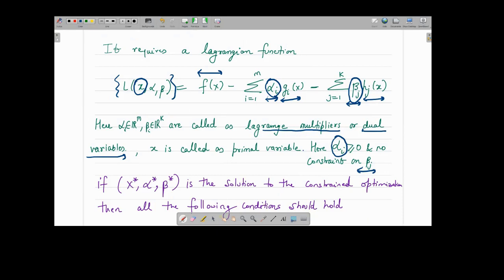This is mathematically proved. We do not want to go into the details of this, but the only information which we want is that your alpha_i is always greater than or equal to 0. Your beta_j has no constraint. It can go from negative to positive, whatever you want.